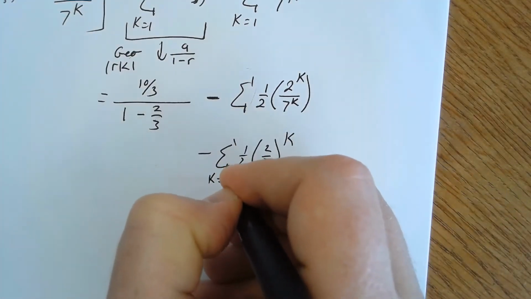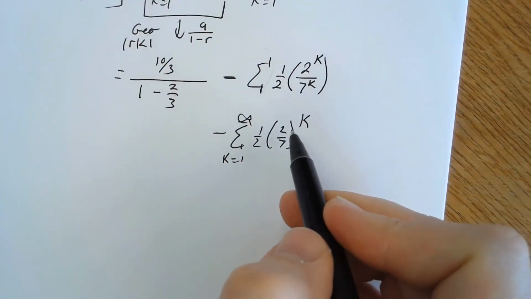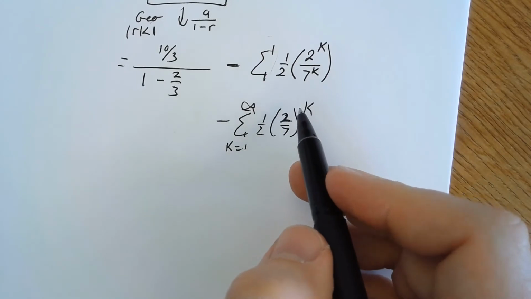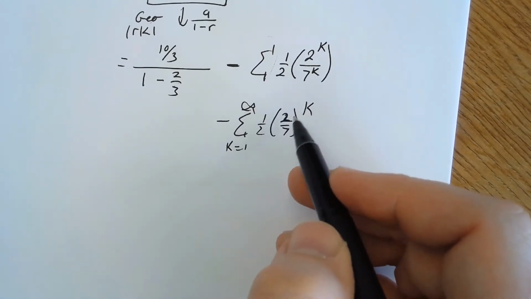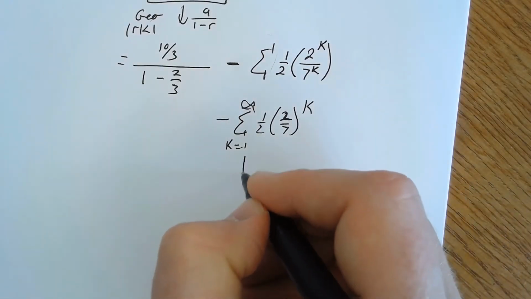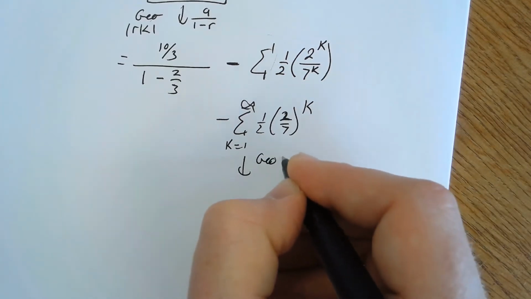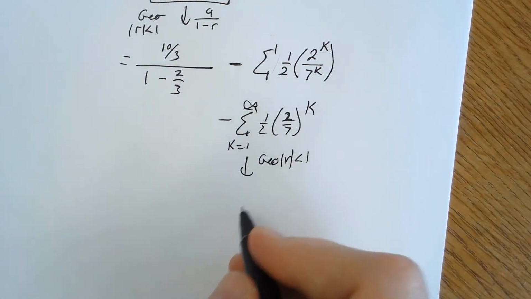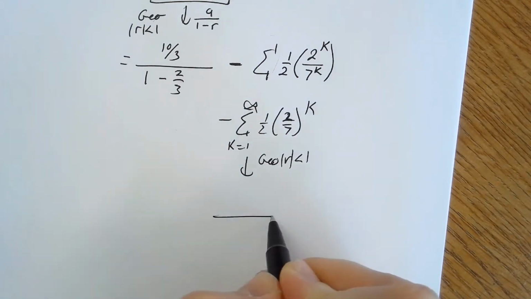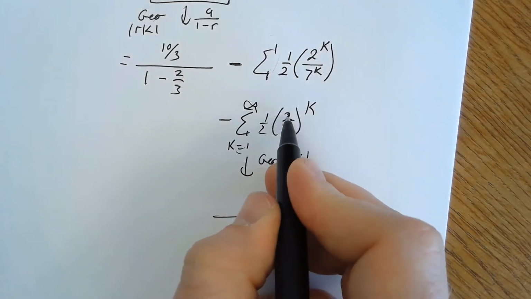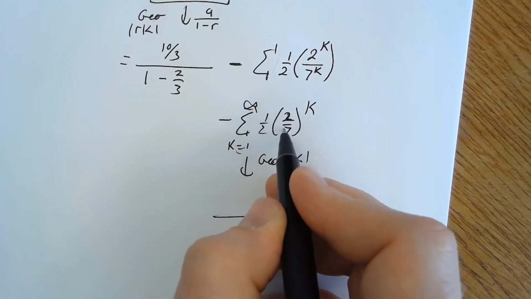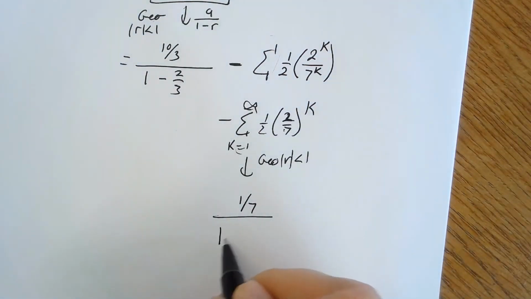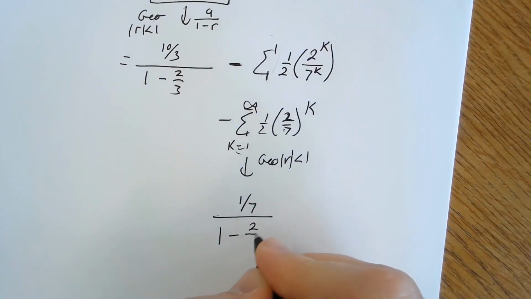Knowing that this is going from k equals 1 to infinity, I can recognize one more time that this is nothing more than a geometric series, with an r value of 2/7, which is less than 1. So, one more time, this is a geometric series with r absolutely less than 1, and this thing is going to converge to a divided by 1 minus r. My a value is when I plug in 1, so it's going to be 1/2 times 2/7, which is really just 1/7. And my 1 minus r value is 1 minus 2/7.